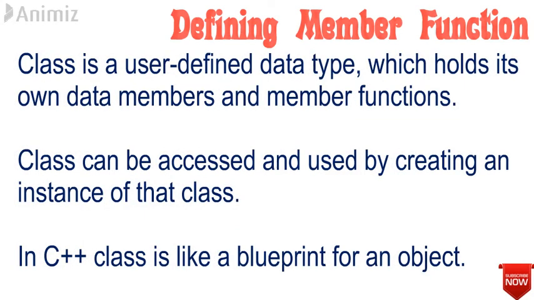In other words, class is a user-defined data type which holds its own data members and member functions. Class can be accessed and used by creating an instance of a class. In C++, class is like a blueprint of an object.